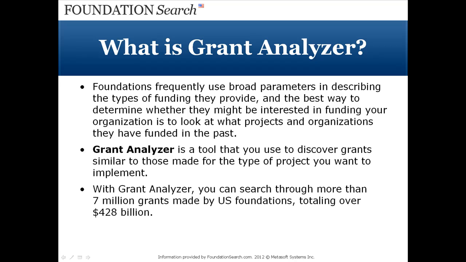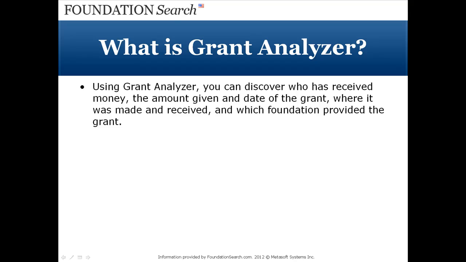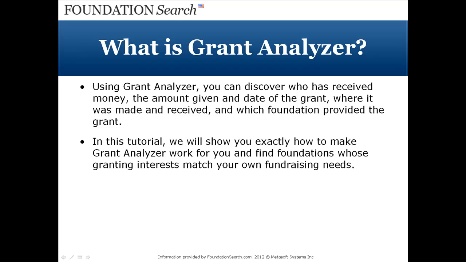With Grant Analyzer, you can search through more than 7 million grants made by U.S. foundations, totaling over $428 billion. Using Grant Analyzer, you can discover who has received money, the amount given and date of the grant, where it was made and received, and which foundation provided the grant. In this tutorial, we will show you exactly how to make Grant Analyzer work for you and find foundations whose granting interests match your own fundraising needs.